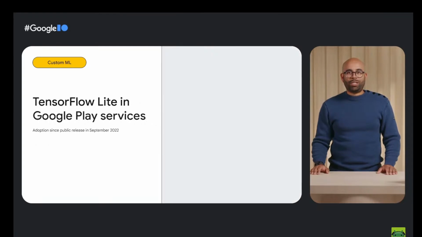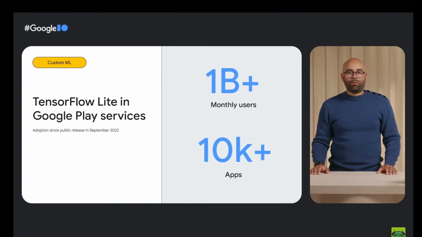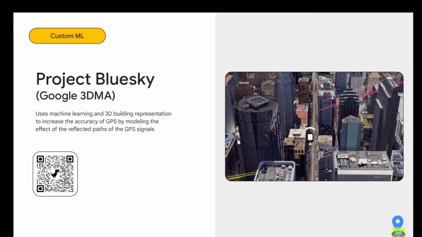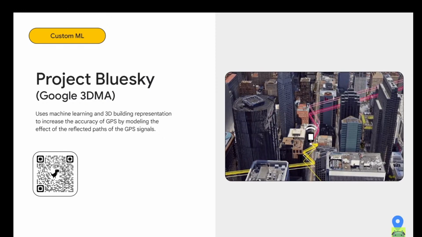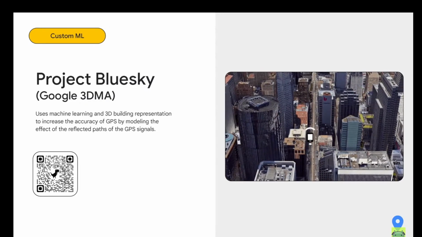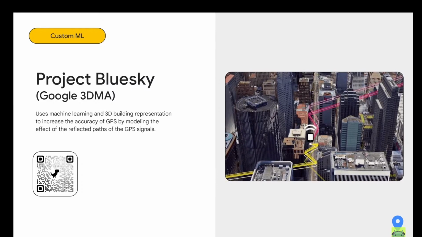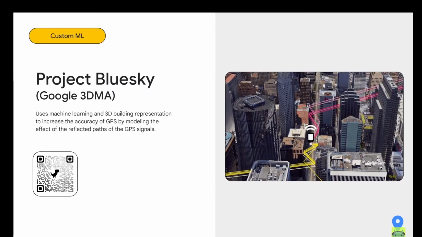Since its launch in September last year, we've seen strong adoption. Today, it is serving more than 1 billion users monthly, and tens of thousands of apps are relying on it. Let's take a look at some of them. Internally, Google is actively leveraging TensorFlow Lite in Google Play Services to solve technical problems that didn't have a solution before. Have you ever ordered a rideshare that arrived on the wrong side of the street?